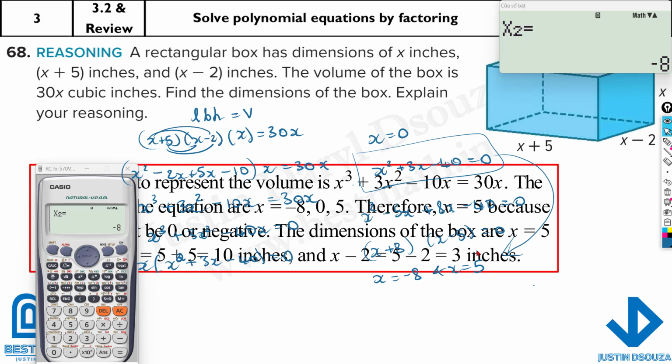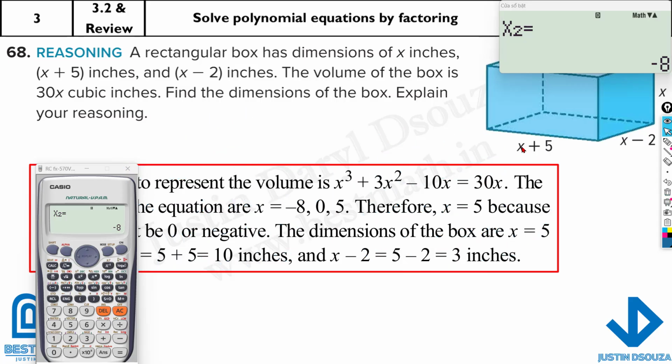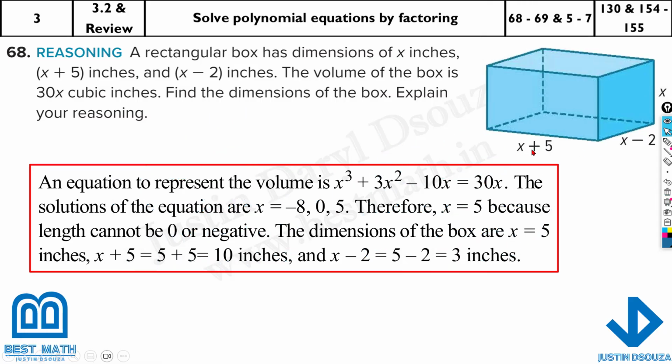And so the answer was x is equal to 5, and then just substitute it back in this. So if you put 5 plus 5, it's 10. You can see 10 inches of length. It should be, sorry, 5 minus 2, not 8. It's 5 minus 2, so 3 inches of width, and the height is 5.